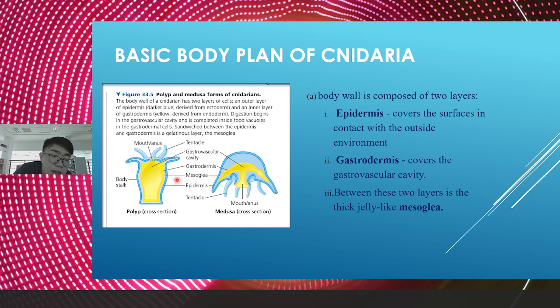So if you see yang awak tengok ni, gastrodermis, yang itu pale blue color. Pale blue color is mesoglea. Yang ni, yang jellyfish ni paling easy lah. Yang ni lah. Ini semua blue color, pale blue color punya, semua ni adalah mesoglea.